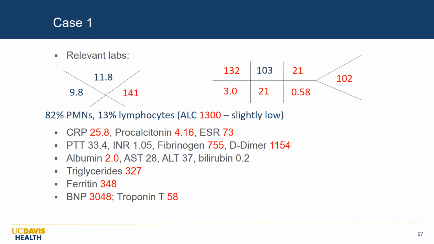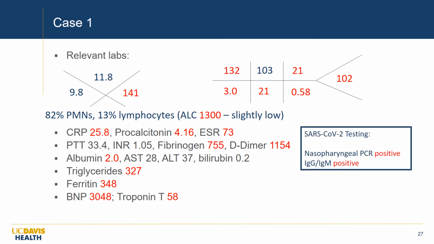His fibrinogen and D-dimer were elevated. Albumin was low at 2. His LFTs were otherwise normal. His triglycerides and ferritin were also elevated, and we know these are also markers of acute inflammation. And then his BNP was over 3,000, and his troponin was slightly elevated at 58.